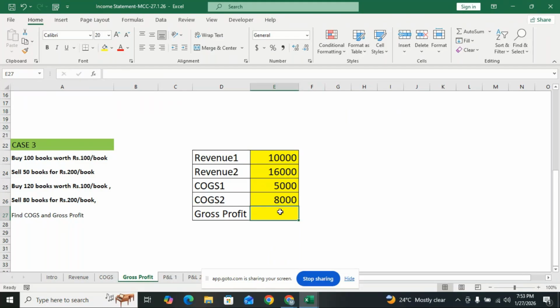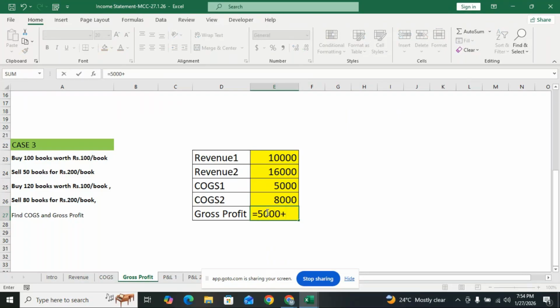Now what's your gross profit? In case 1, your revenue is 10,000 and your COGS is 5,000. So sales minus cost of goods sold is your GP1. So 10,000 minus 5,000 equals 5,000.